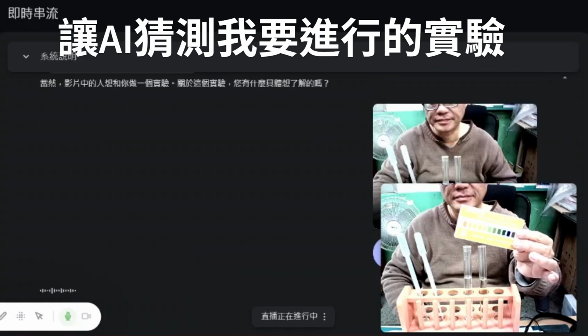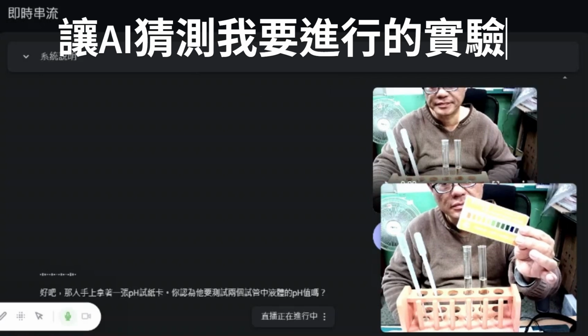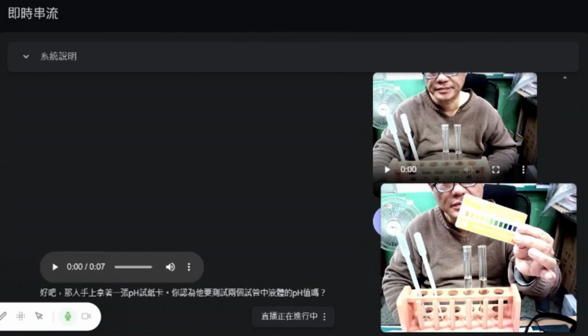Okay, the man has a pH test strip card in his hand. Are you thinking he is going to test the pH of the liquids in the 2 test tubes?